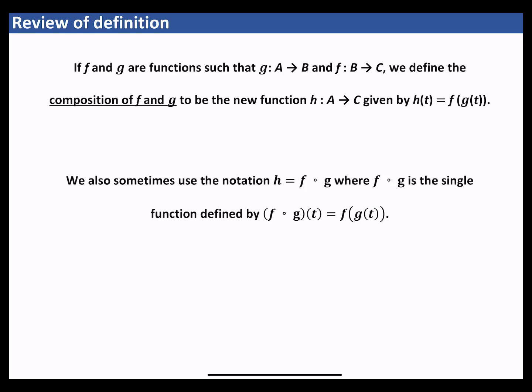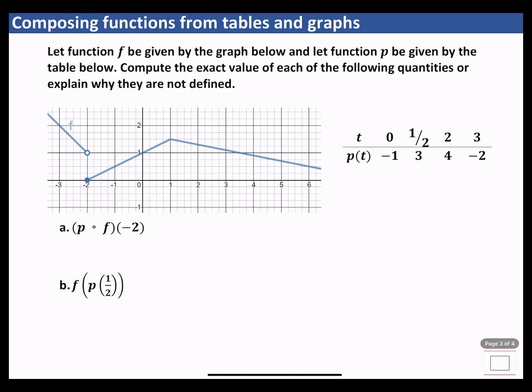And we also sometimes see the notation h equals f circle g, where f circle g is the single function f of g of t. All right, so in this example, we're going to let function f be given by the graph below and let function p be given by the table below. Compute the exact value for each of the following quantities or explain why they're not defined.